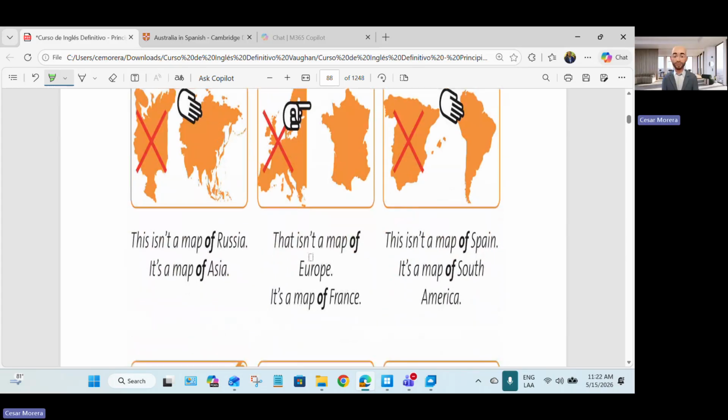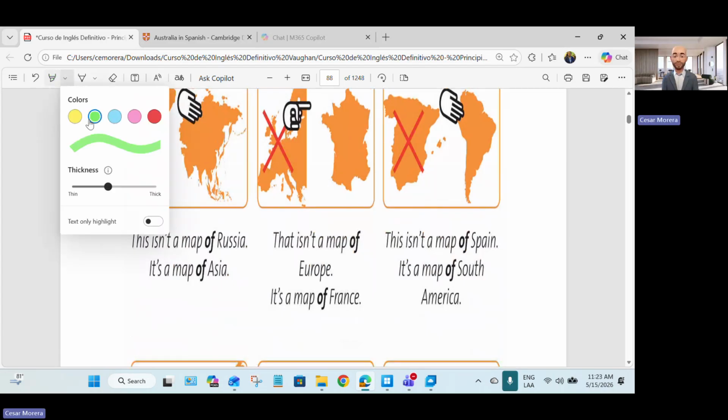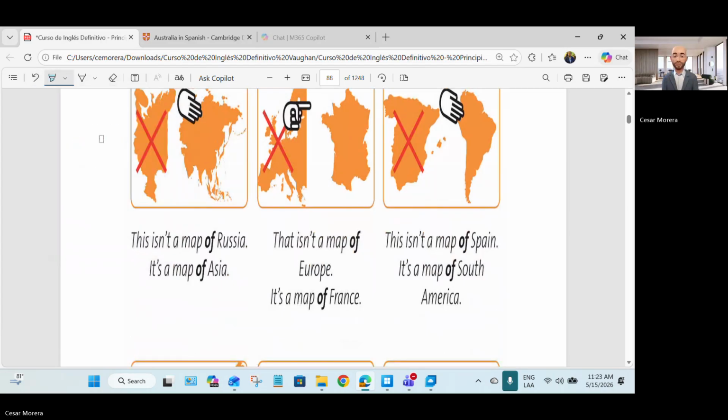Now, look at those. Let me just change colors for a minute. This isn't a map of Russia. It's a map of Asia. This isn't a map of Europe. It's a map of France. This isn't a map of Spain. It's a map of South America.